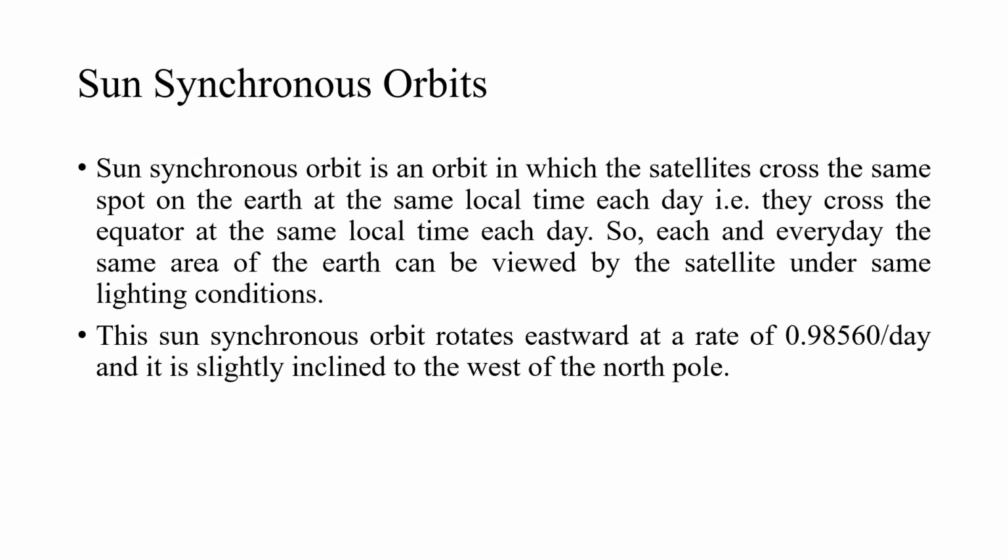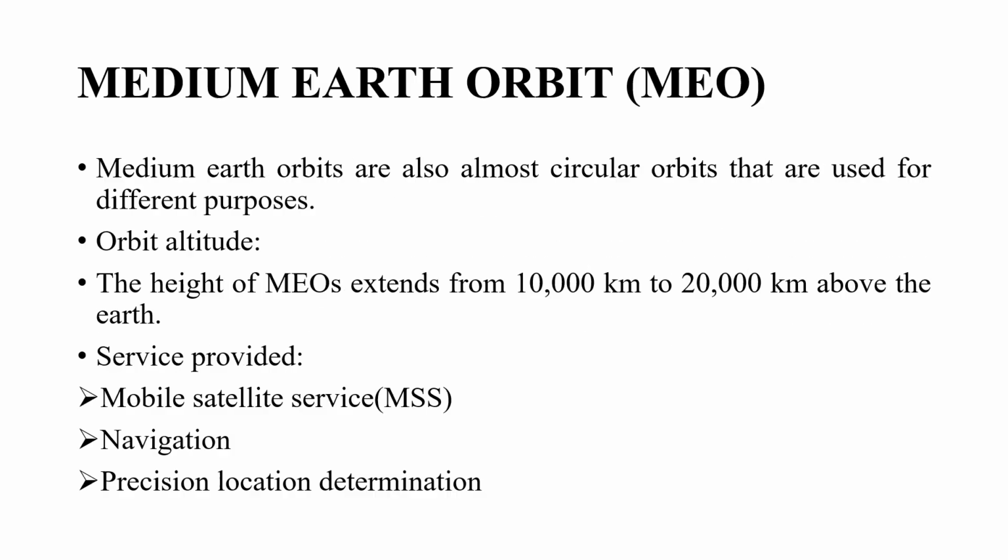Next is the sun synchronous orbit. It is an orbit in which the satellite crosses the same spot on the Earth at the same local time each day. That means they cross the equator at the same local time each day. So every day the same area of the Earth can be viewed by the satellite under the same lighting conditions. This sun synchronous orbit rotates eastward at a rate of 0.9856 degrees per day, and it's slightly inclined to the west of the North Pole.